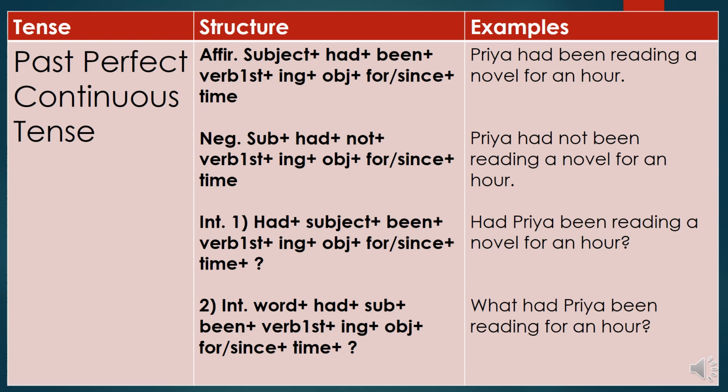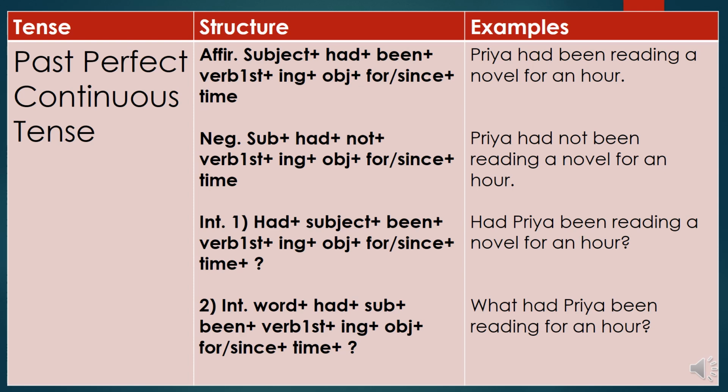Again you can put a note in your past perfect continuous tense that we will always use the first form of the verb, and we will use for, since, and the time. We will show the time also because it is in perfect form and it is in continuation. So see, Priya had been reading a novel for an hour.